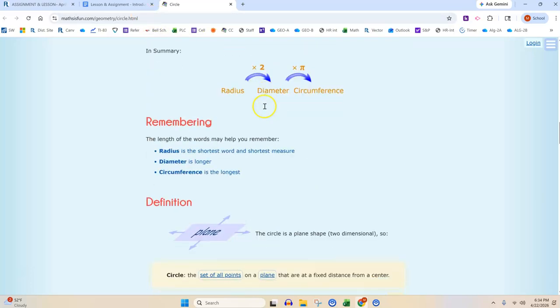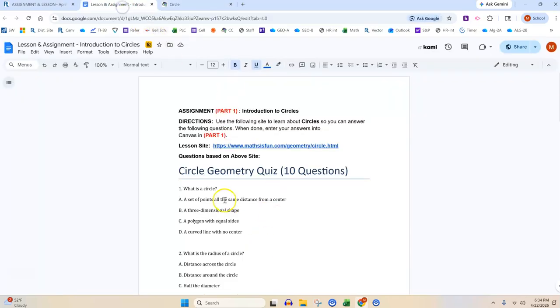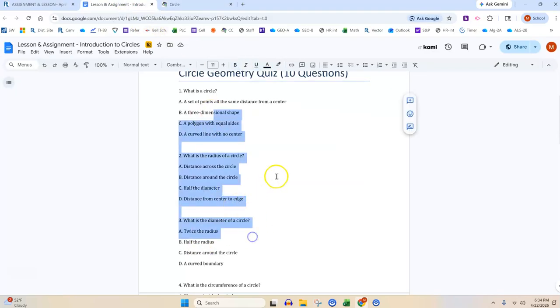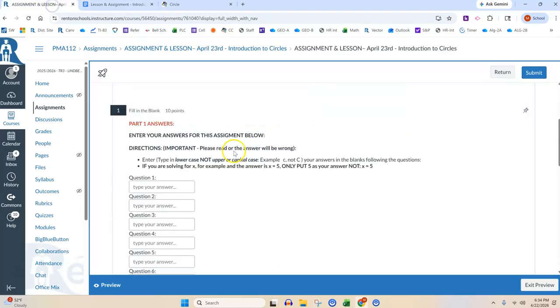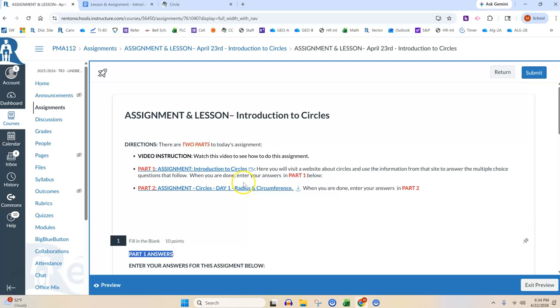And then when you're done going through this website, again, you're going to answer these questions right here, okay? And then you're going to come back and put your answers down here for part one, okay? Now once you're done with that, then you're ready to do the actual assignment and solve it. And that's part two of the assignment.